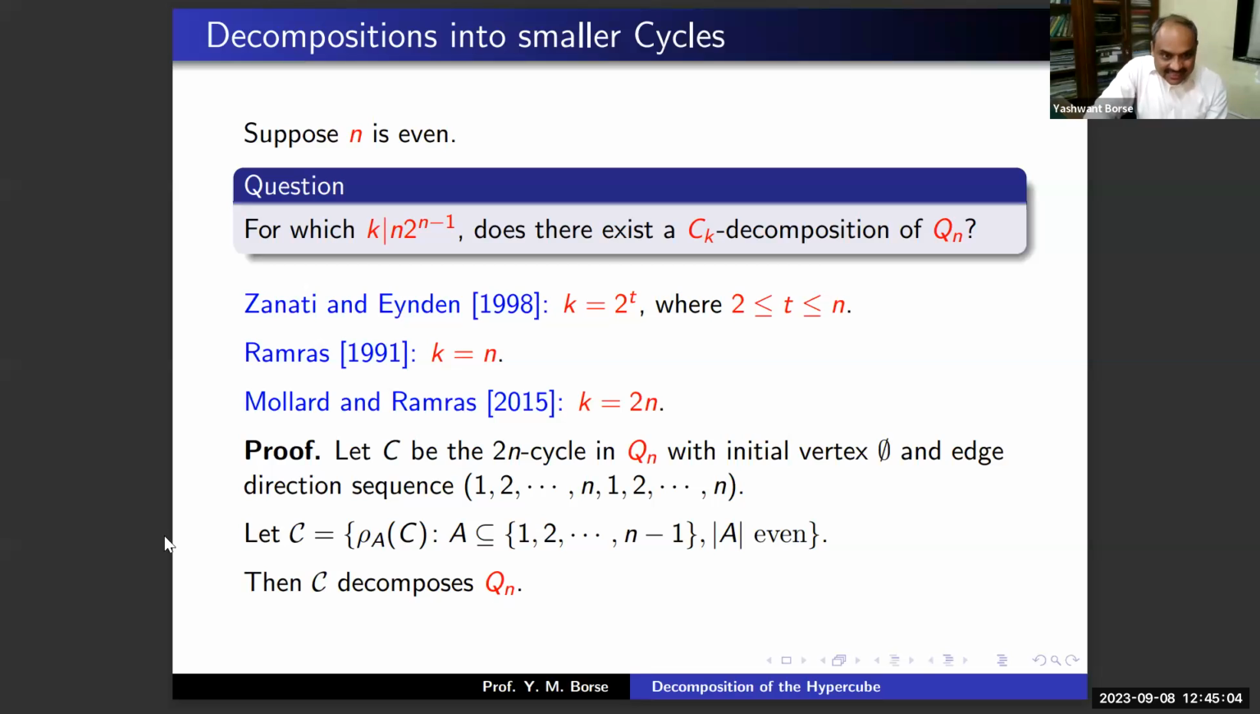So here you are getting a particular cycle C, and we are applying a subgroup of the automorphism group of Qn on C to get different copies of C to decompose Qn. But the problem of 4n, 8n and all, 2 power t into n, is open.